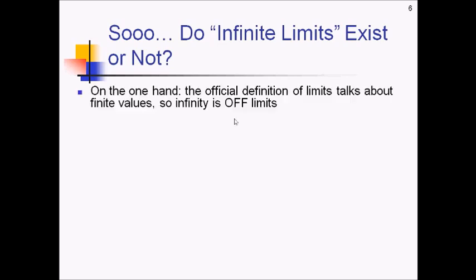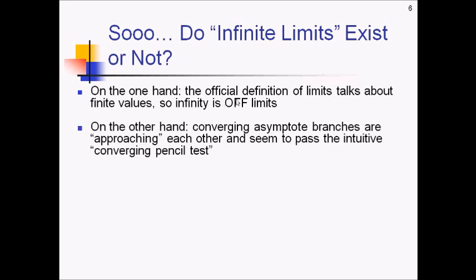So at this point, there's an interesting question that pops up, and that is, do infinite limits actually exist or not? I mean, we had the diverging ones where we just wrote DNE, so those definitely don't exist. But what if you have a converging infinite limit? So on the one hand, the official definition of limits talks about finite values that we're approaching. So infinity would be off limits then. You can't really talk about the limit of a function if it's unlimited. At the same time, those converging asymptote branches are approaching each other, and they seem to pass that intuitive converging pencil test. They're at least going toward the same x value in the same direction.